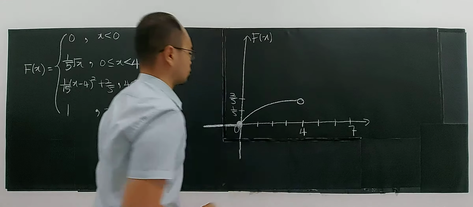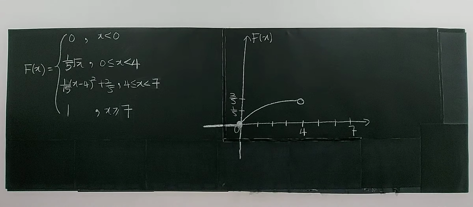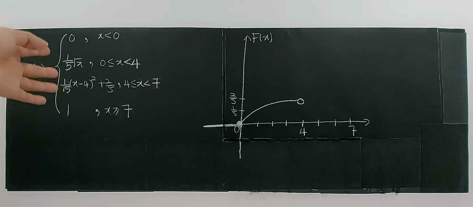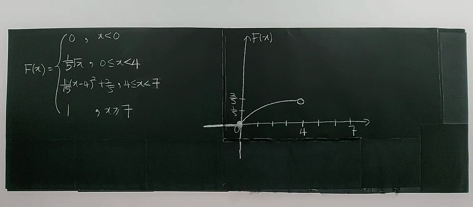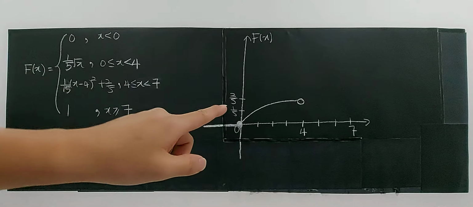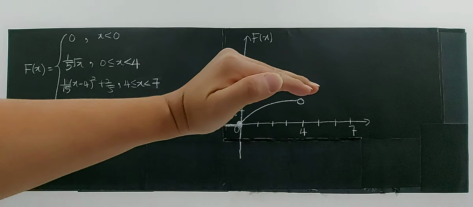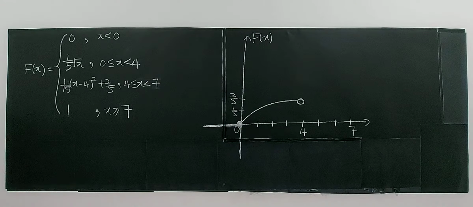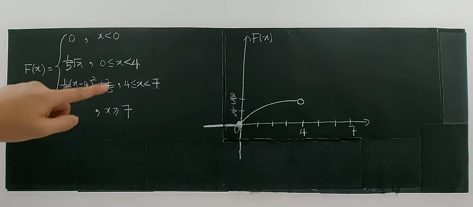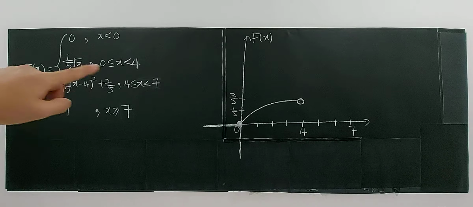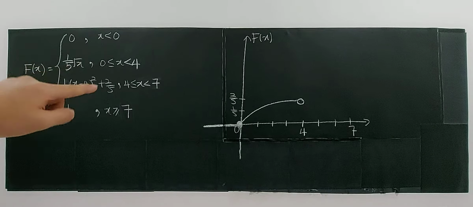You can refer to the video where I taught how to sketch the graph of a function. Now this is the shape. It's not a straight line, it's a square root curve, and it will look like this. Then look at this part, it is a quadratic curve. It's in completed-square form, the form after completing the square.